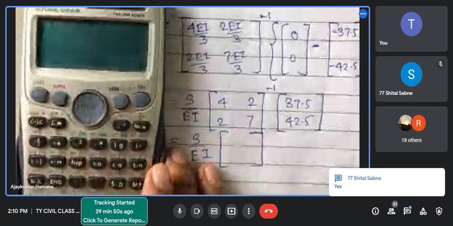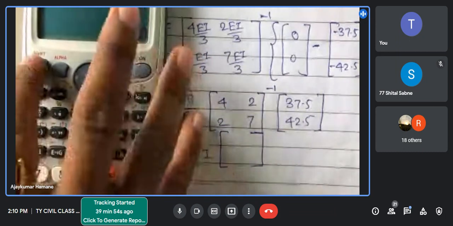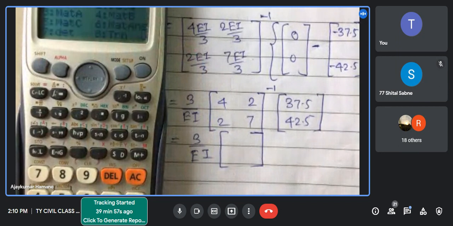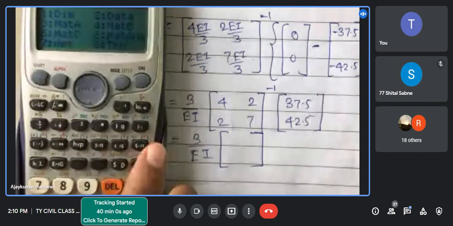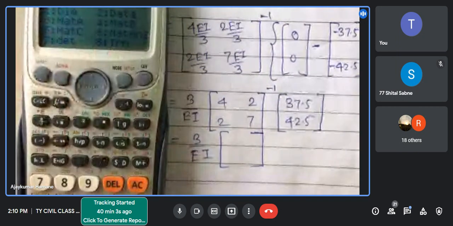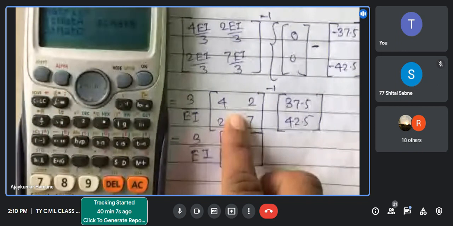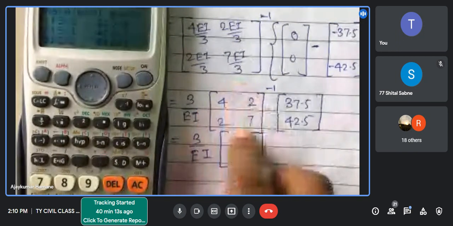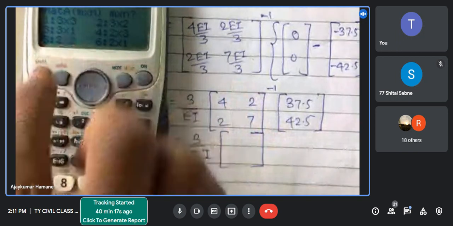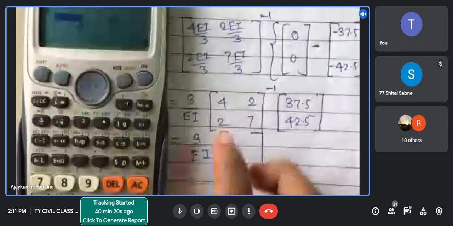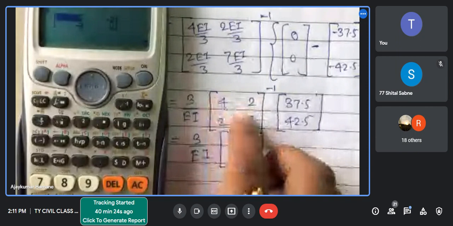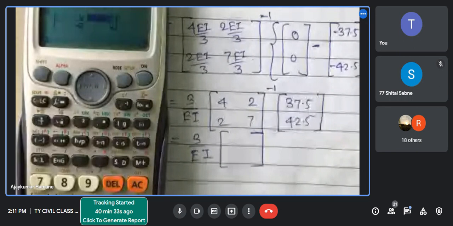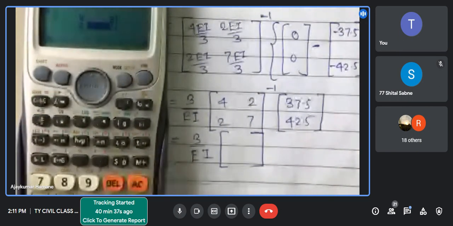Now, how can I use this? Shift 4, correct? Shift 4. Then we have to go to the dimension. Then press 1. We have to assign this matrix as Mat A. So press 1 again. The order of this matrix is 2 by 2, so 2 by 2 is 5. Then you press 5. Then give the 2, 7.